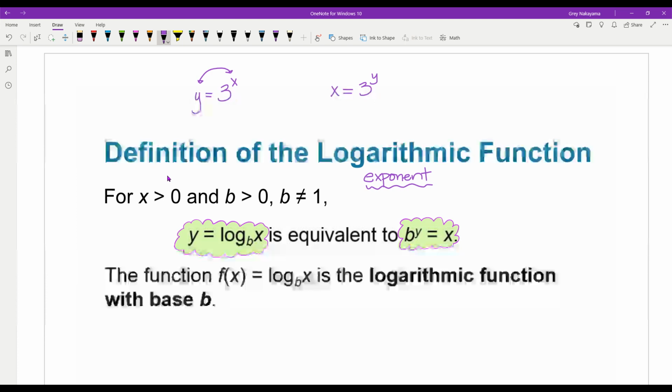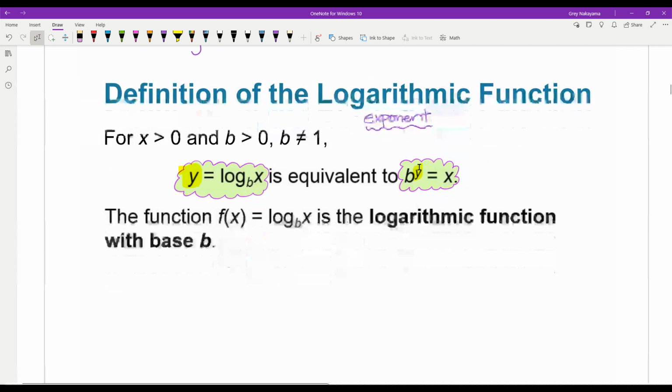Look right here. This y, it says it's the log. Well, where is that over here? It's the exponent. I'm going to talk about that a lot as we go through here. We've got to be able to go back and forth between these two expressions because they are equivalent.